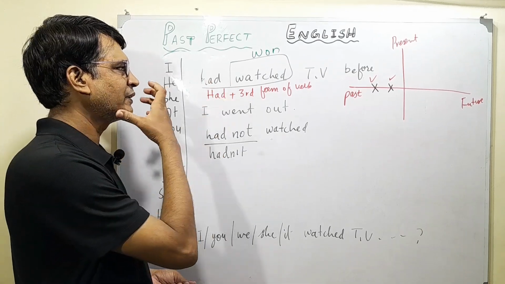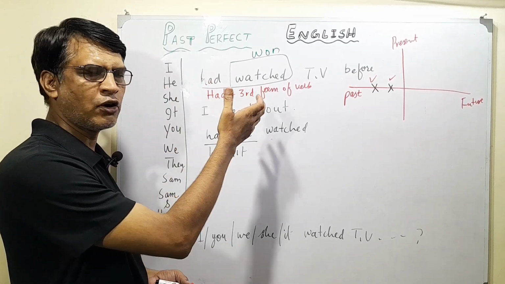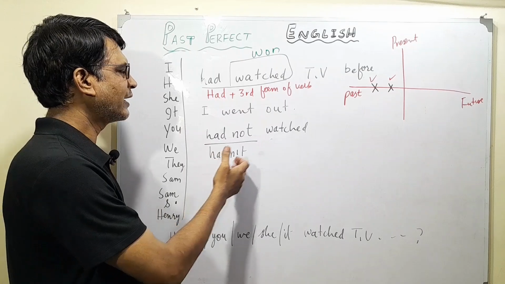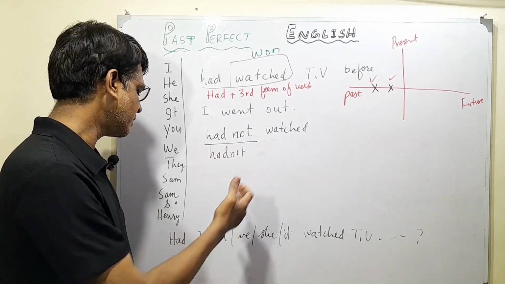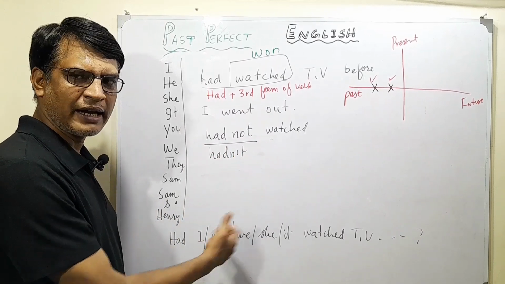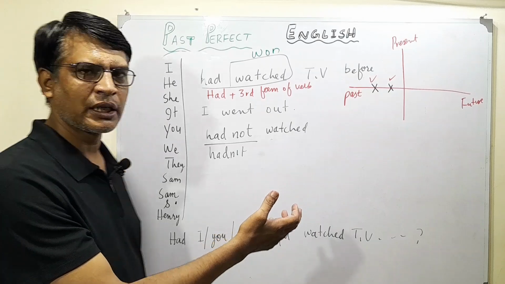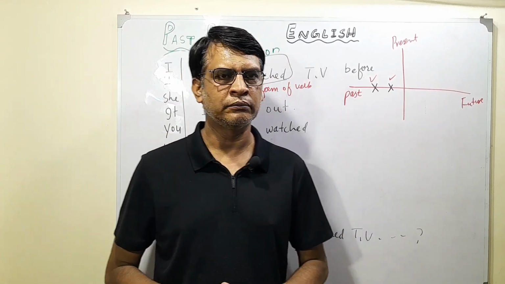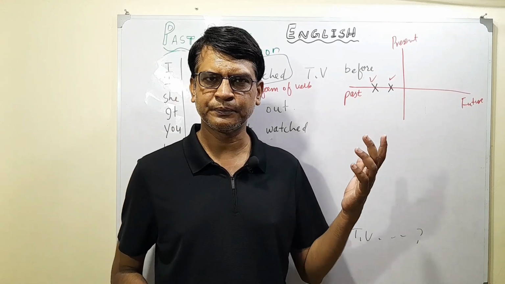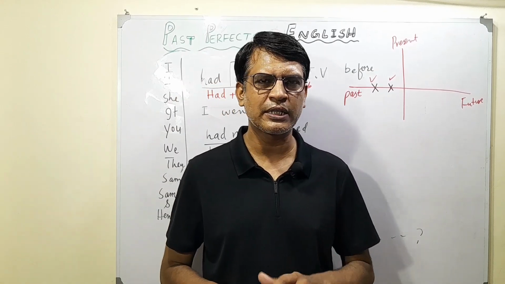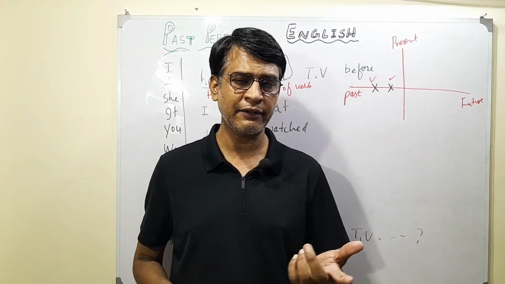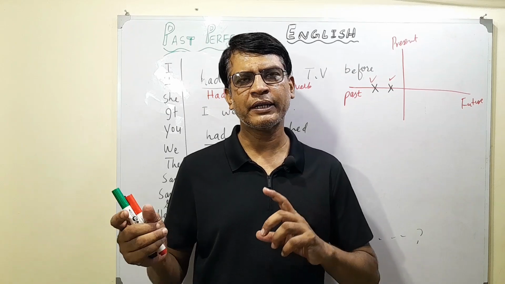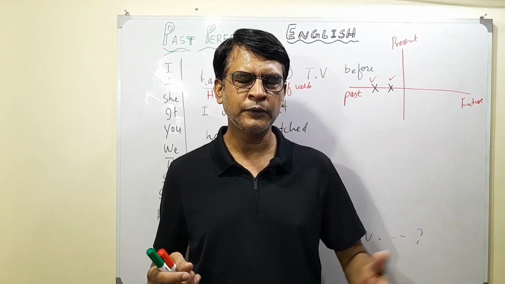So we have the subjects. We have had plus third form in the positive. Then we have had not plus third form in the negative. And then we have had plus subject and then third form of verb in our question. So please practice for it. Make a few sentences, like I gave you an example in the beginning. You can make sentences either with before or after.